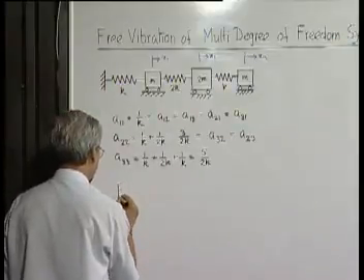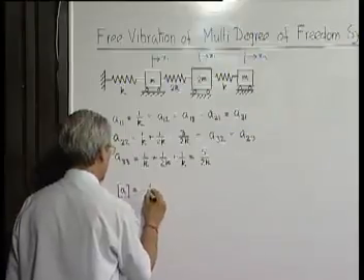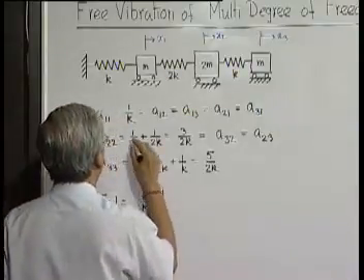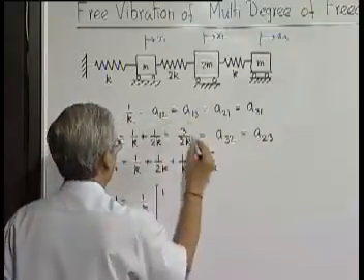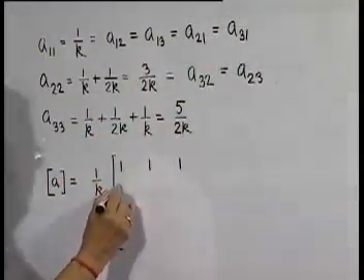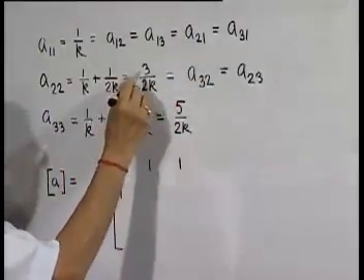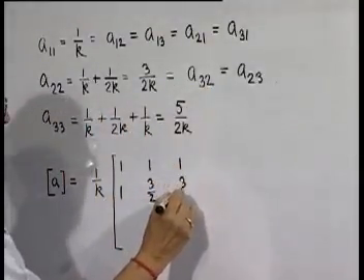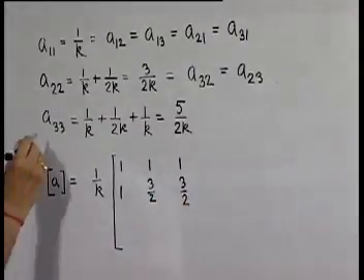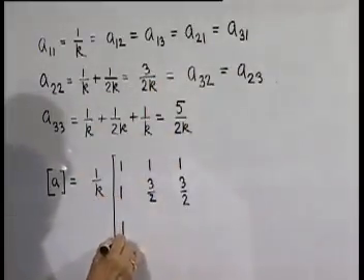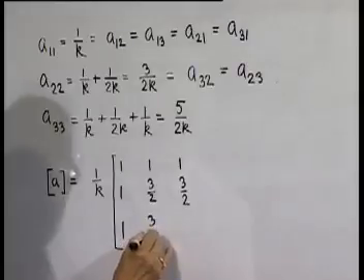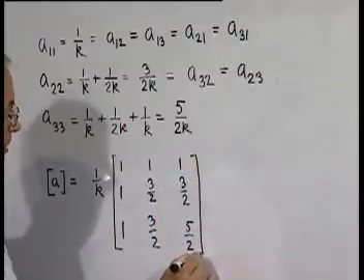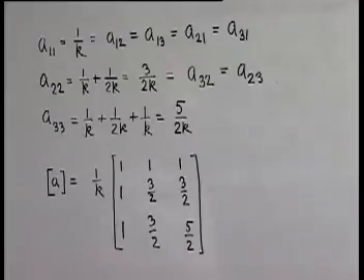So the A matrix can be written as 1 by k times: A11 is 1, A12 is 1, A13 is 1, A21 is 1, A22 is 3 by 2, and A23 is 3 by 2, A31 is 1, A32 is 3 by 2, and A33 is 5 by 2. This is the flexibility matrix.